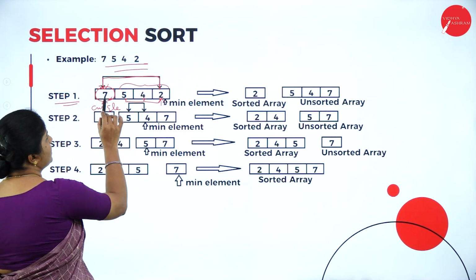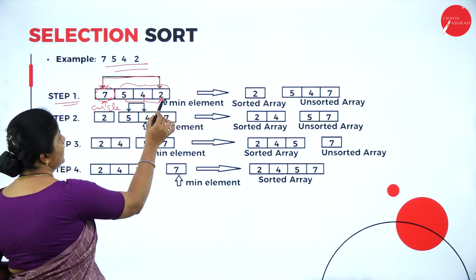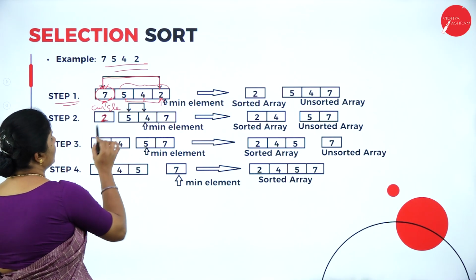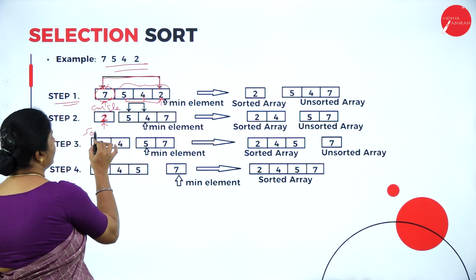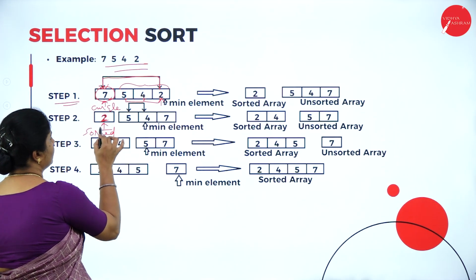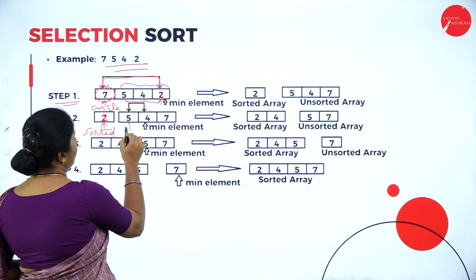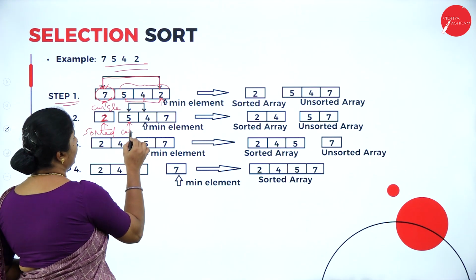If the current element is larger than the minimum element, then swap it. Here I brought 2 into the first position. It is sorted now. Next, I will be incremented. Next, it is the current element.